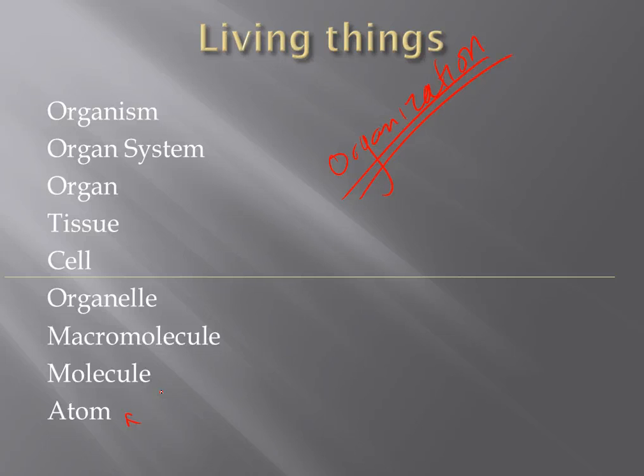If I put a whole bunch of macromolecules together, I'll have what's called an organelle. Remember, an organelle is a part of a cell. A whole bunch of organelles working together is called a cell. At this point, we officially become living. From there, cells can actually work together towards a common goal. We call those tissues. Tissues can work together to form organs. Organs can work together to form organ systems. And organ systems come together to form organisms.